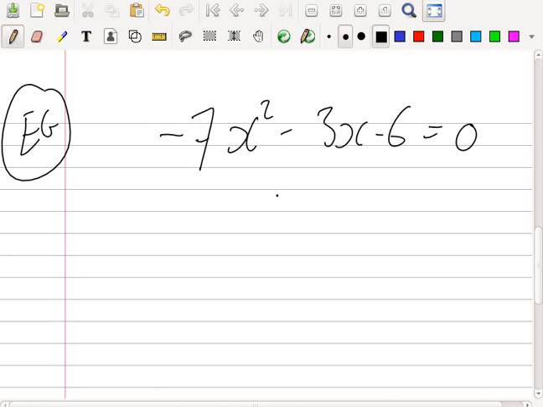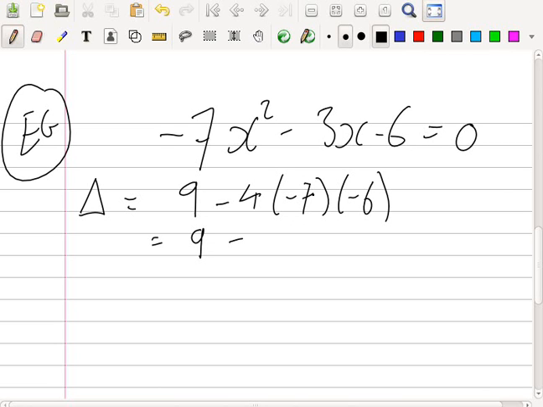Well, you could use your formula and see, but if you just want to check quickly how many answers it has, delta equals b squared minus 4 times a times c. So what's that going to be? 9, 160 something, whatever. I know that when I calculate this on my calculator, it'll be negative. So if the delta is negative, how many answers will this have? No answers. So this has no roots.